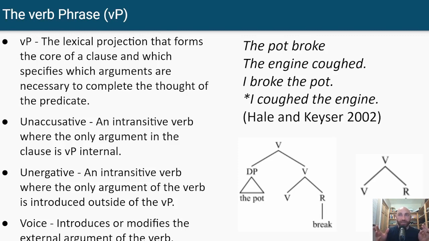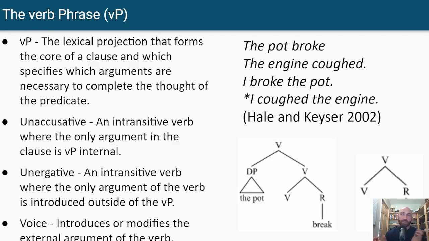And if you're watching this, you can see this in the syntactic trees. We have v combining with the root break to form a verb. And then next to that is the DP, the pot. So that whole thing is the verb phrase. Okay, so the pot is part of the verb phrase, so the argument is internal to the verb phrase. This is in contrast to an unergative verb, which is an intransitive verb where the only argument of the verb is introduced outside of the verb phrase.